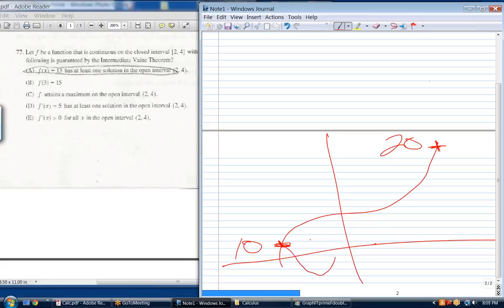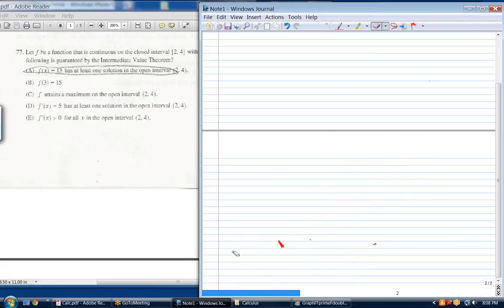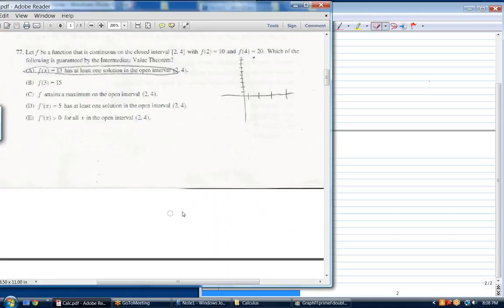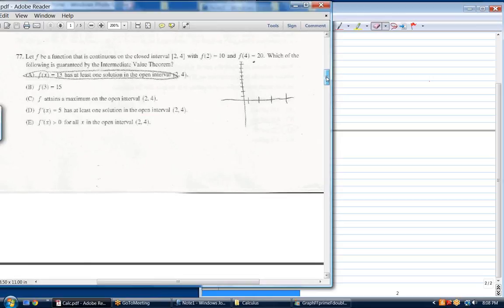In other words, I could draw the function this way. As long as it's continuous, it has to have all of those values. Okay, that makes sense. And that's what the intermediate value theorem says, that there must be all of the intermediate values between 10 and 20.